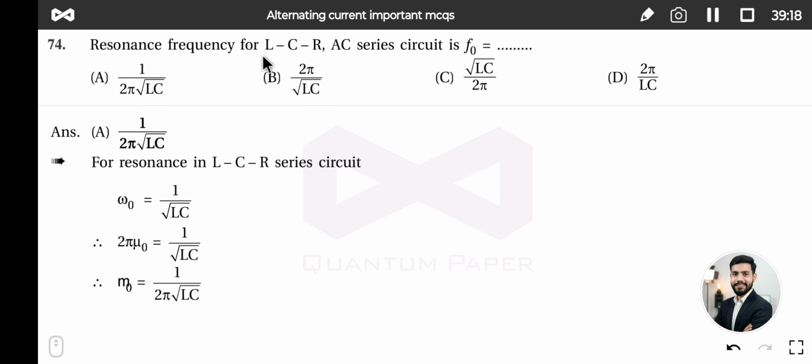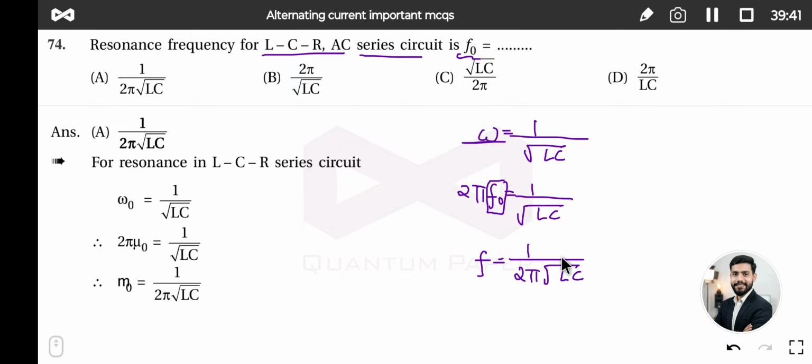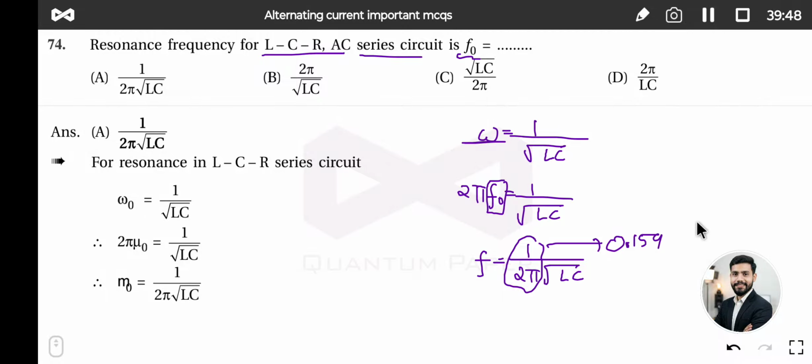Resonance frequency of LCR AC circuit series F0 is. Okay, so the formula we have omega is equal to 1 upon the root of LC. But omega we can write down as 2 pi F0 upon root LC. So we have to find out F frequency. So F is equal to 1 upon 2 pi square root of LC. So whenever the question will come to find out the frequency, remember the value of 1 upon 2 pi, which is nothing but 0.159 to solve the question easily. So the correct answer for this question is A, 1 upon 2 pi root LC.